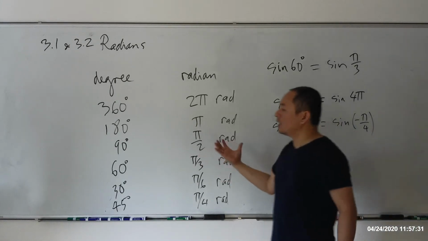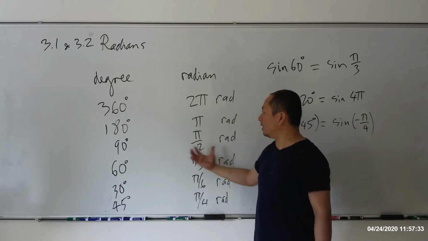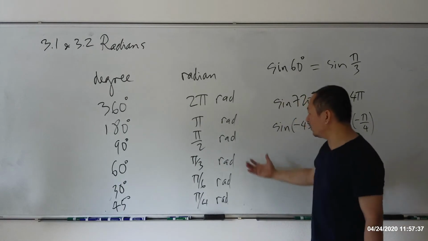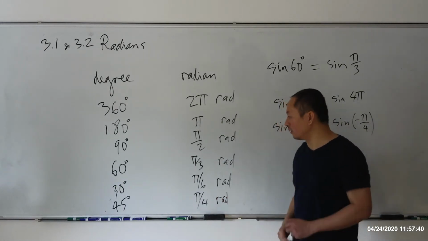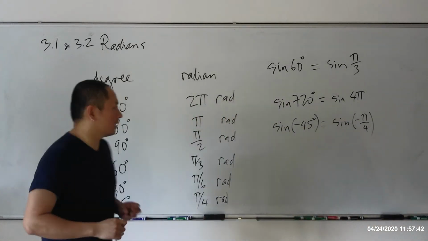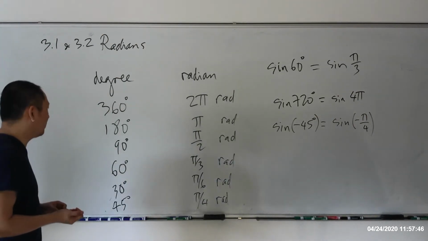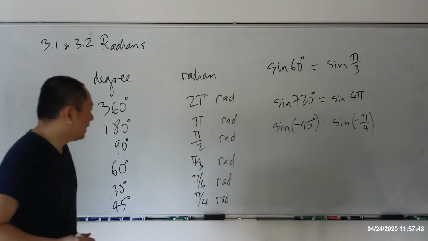They're trying to introduce you to another system of measuring an angle. It's called radian instead of degree. And I claim to you that people prefer radian in science a lot more than degree. But every day when we talk, we use degree more. So we learn both.